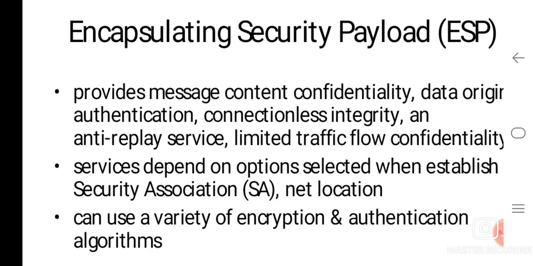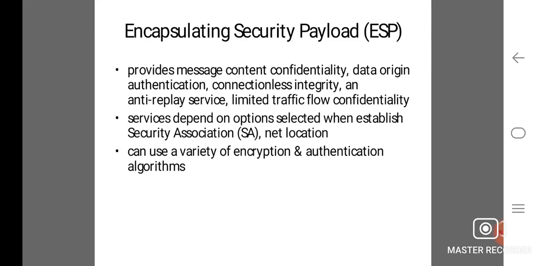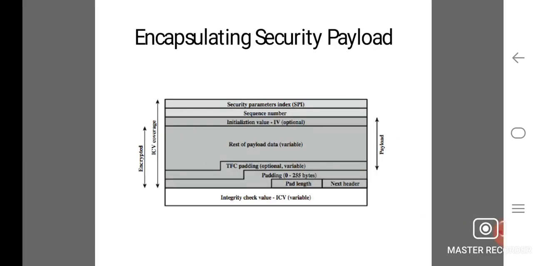Encapsulating security payload, that is ESP, provides message content confidentiality, data origin authentication, connectionless integrity, anti-replay services, and limited traffic flow confidentiality. The services depend on options selected when the security associations are established and the network location. It can use a variety of encryption and authentication algorithms.